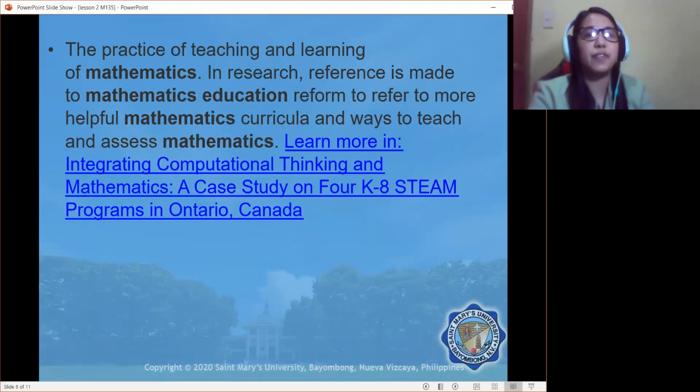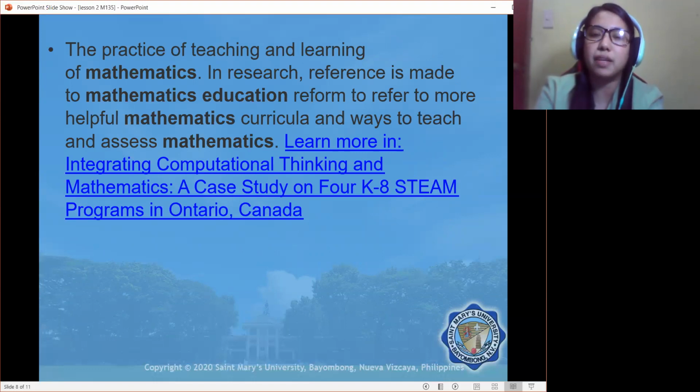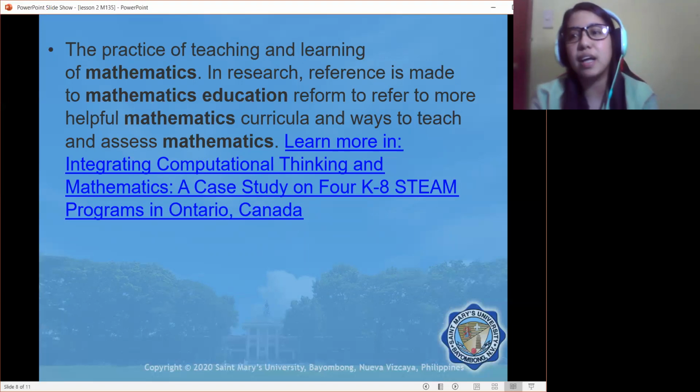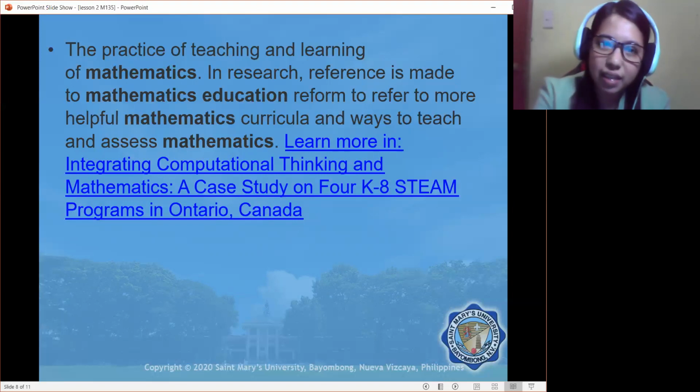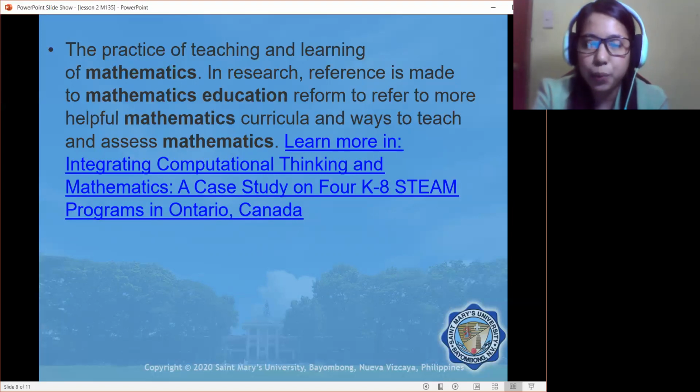Then next, it is the practice of teaching and learning of mathematics. In research, reference is made to mathematics education to refer to more helpful mathematics curricula and ways to teach and assess mathematics. Even before, efforts were made to improve not only the classroom setup, but also the curriculum of mathematics education. Whatever is in the planned curriculum is implemented inside the classroom and assessed, and later on we encounter the results. We can see whether the students passed or failed in the subject, or even in international or national assessment.